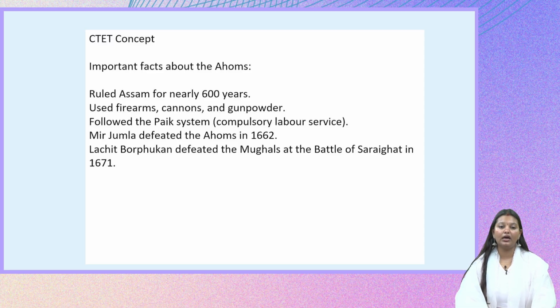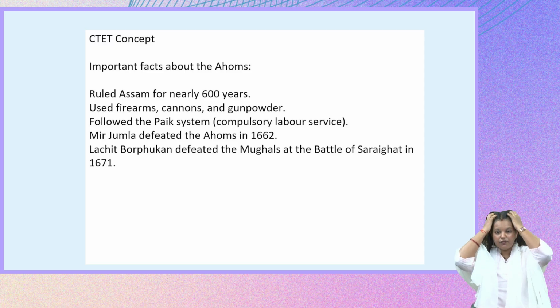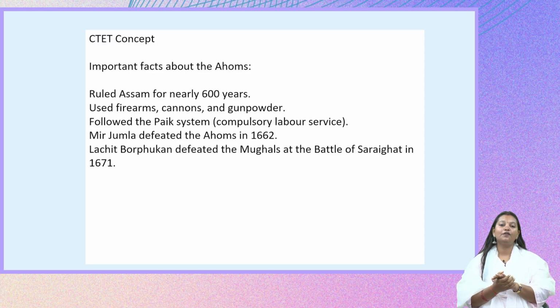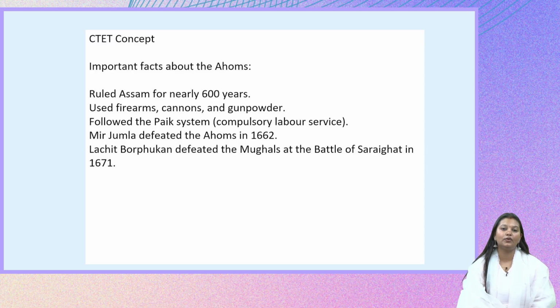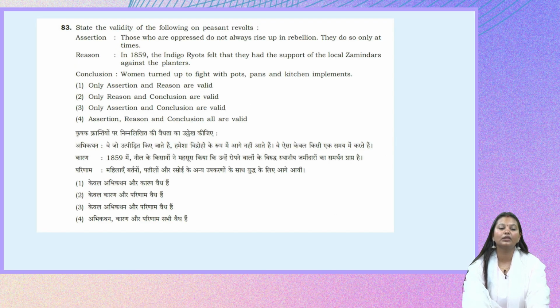They used firearms, cannons and gunpowder. They also followed a system of compulsory labor service which is called the PYQ system. Mir Jumla defeated the Ahoms in 1662. So the question that we had in front of us, the last option, that is why it was wrong. Okay. So now we will move on to the next question.